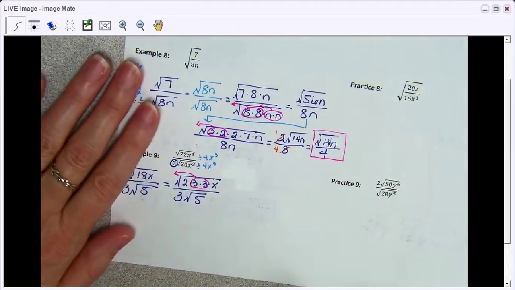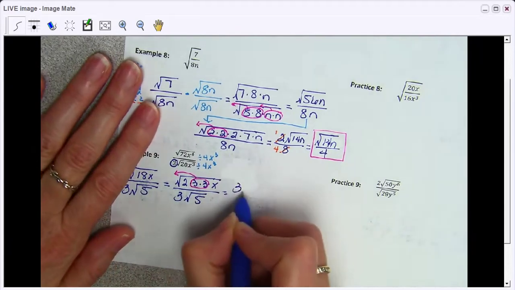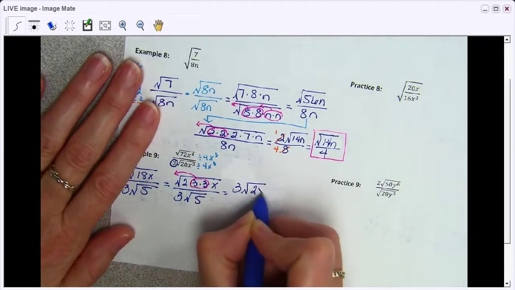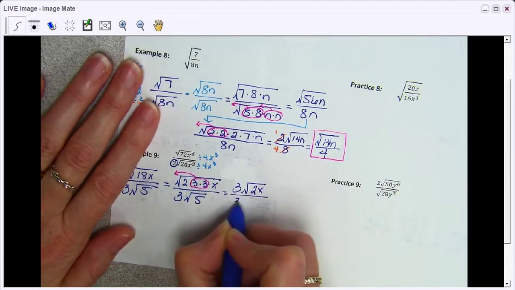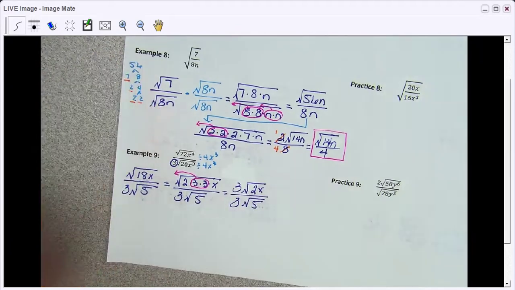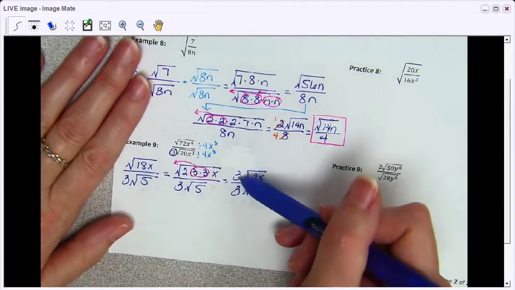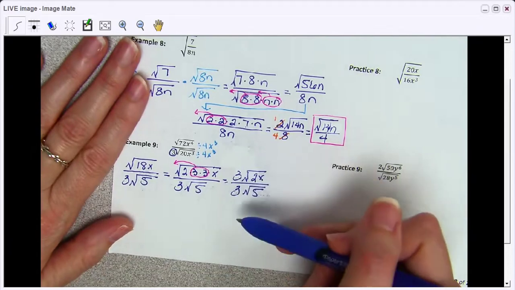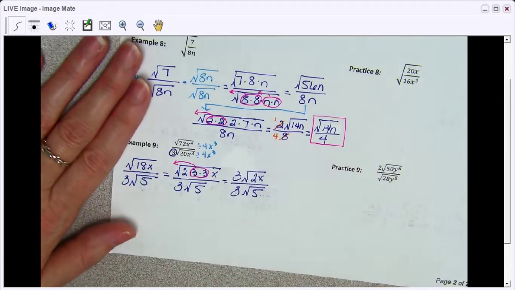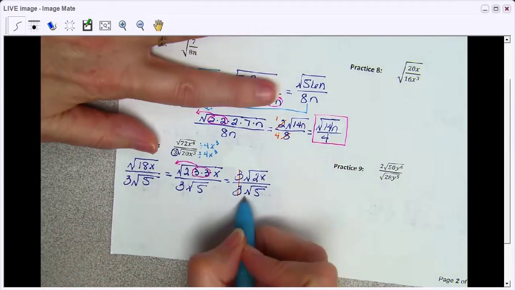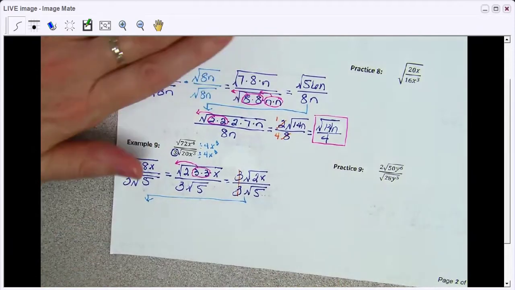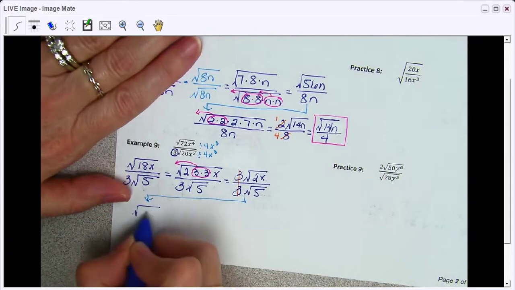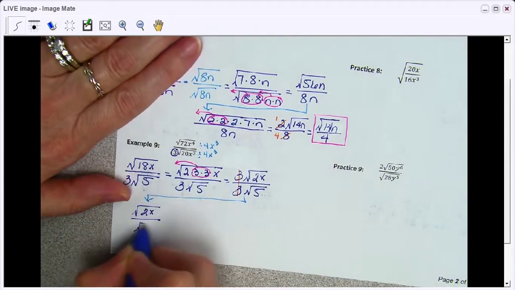So when I rewrite this, 3 goes on the outside, and I'm left with 2x on the inside. And then on the bottom, I have 3 square root of 5. Now I'm checking to see if I can reduce any further, and I can. My 3's cancel out here. So I'm going to get rid of those 3's. And now I have the square root of 2x over the square root of 5.